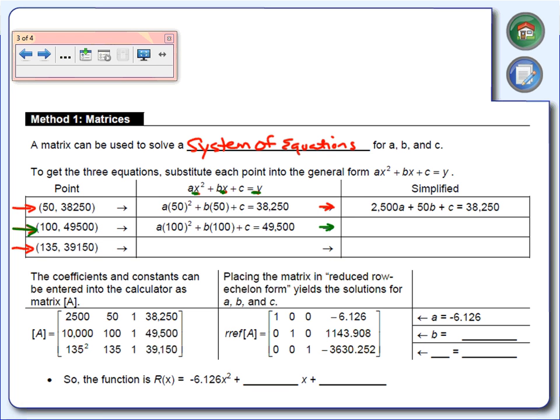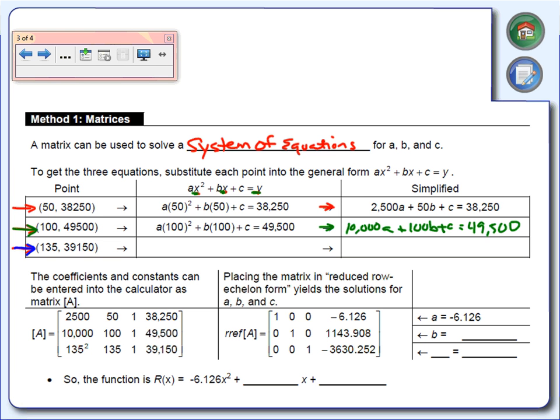We're going to simplify. So I need you to get your calculators out, and we need to square 100. What do you get when you square 100? 10,000. So now this becomes 10,000A. When you multiply B times 100, you're going to get 100B. And you're still going to have your plus C, and it's still going to equal that 49,500. That's going to stay the same. Let's do the next one.